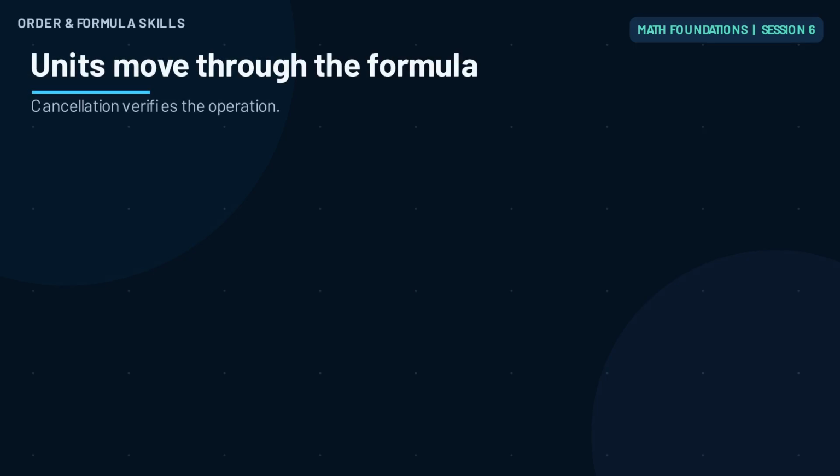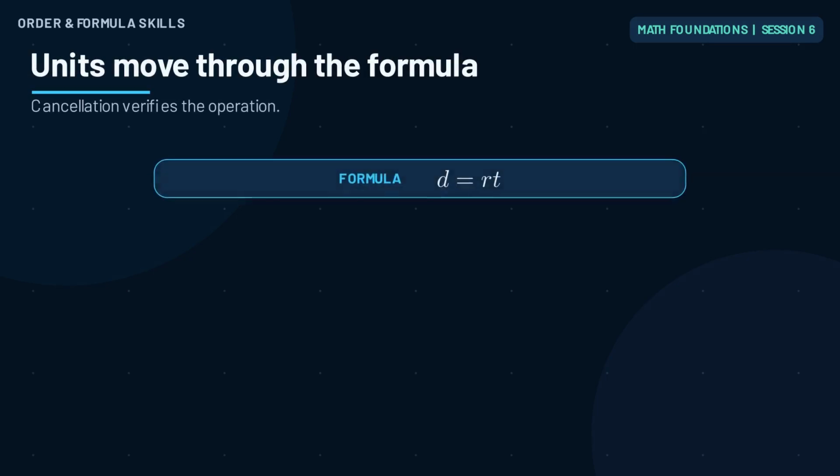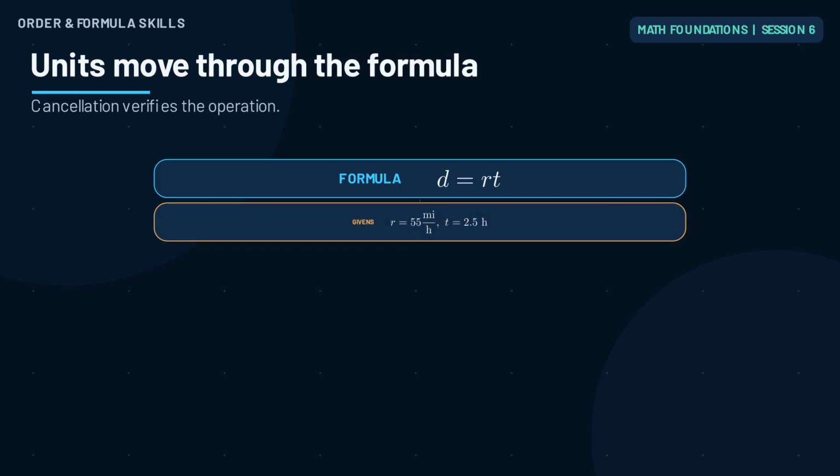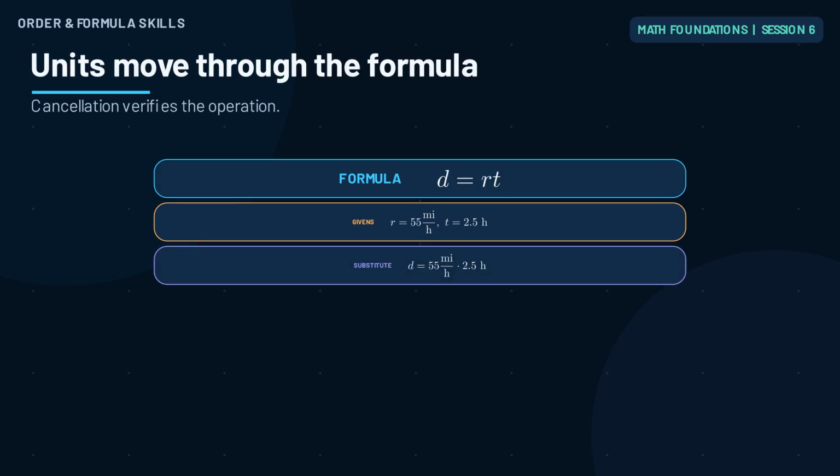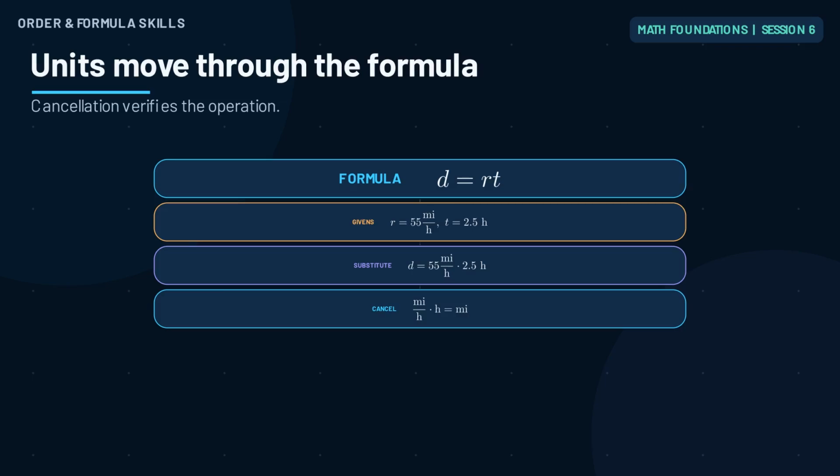Units travel through a formula along with the numbers. Use distance equals rate times time for a car moving 55 miles per hour for 2.5 hours. The rate is 55 miles per hour, and the time is 2.5 hours. Write distance equals 55 miles per hour times 2.5 hours. Hours cancel the per hour denominator, leaving miles.